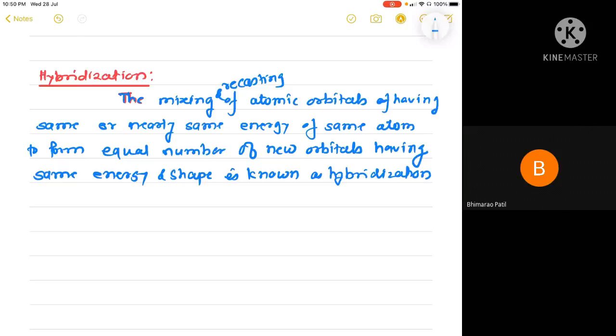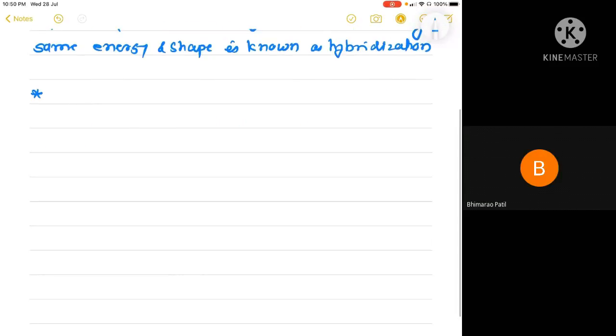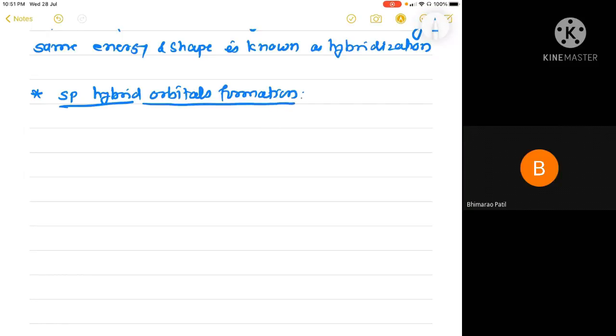Then, how are sp hybrid orbitals formed? Sp hybrid orbitals formation. One s atomic orbital is mixed with one p atomic orbital of the same atom to form two sp hybrid orbitals. It is shown here diagrammatically.